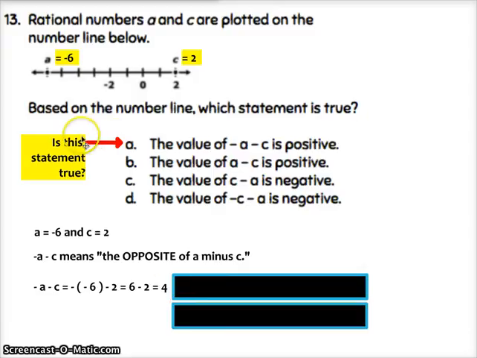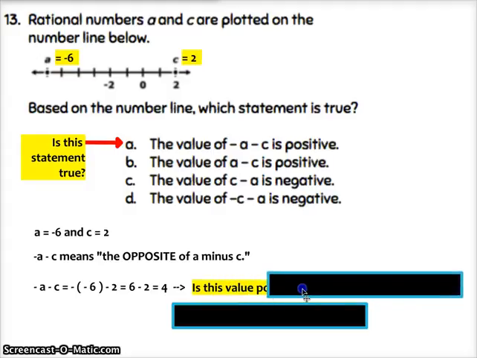Oh yeah, let's go back up here. It says, based on the number line, which statement is true? So remember, the whole purpose of evaluating all of this was to determine, is this statement true? Well, what was the statement again? The statement is that the value of the opposite of A minus C is positive. Well, let's look at the value we came up with. 4. Is that a positive number? Yeah, it is.